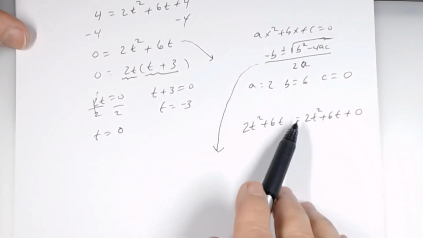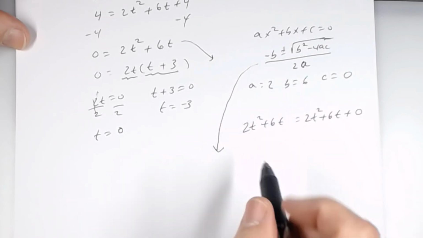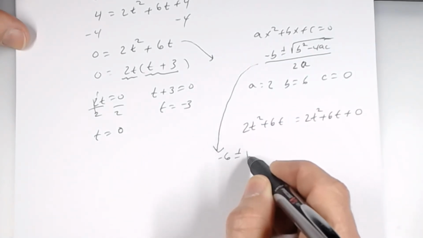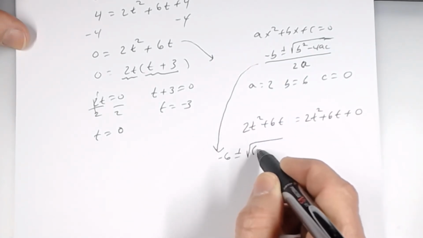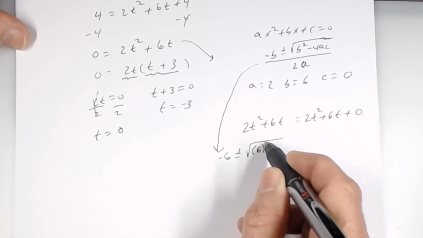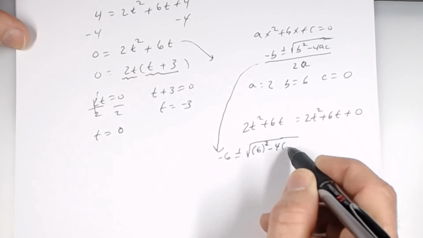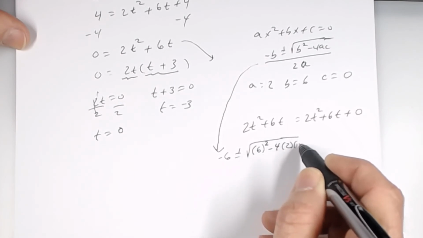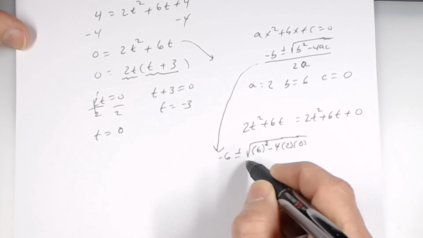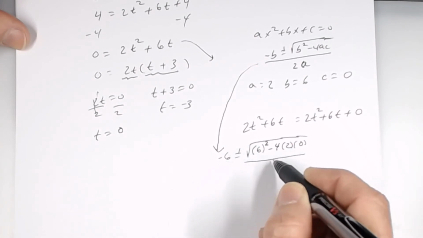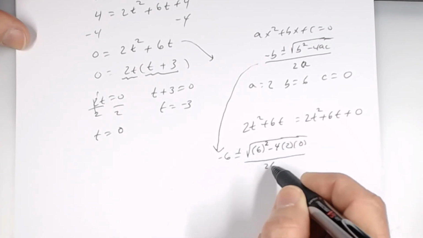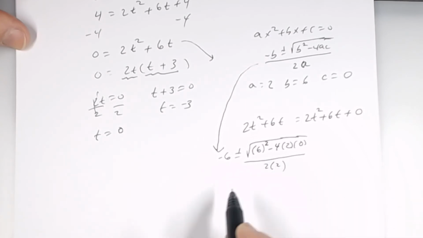You get the opposite of b. So what's the opposite of b? Negative 6 plus or minus the square root of b, and what's b? And I'm doing what to that? Squaring it. Minus 4 times a, what's a? And what's c? All divided by, now look, some of you are doing this. You're saying all divided by 2a, and what's 2a? What's a? 2.